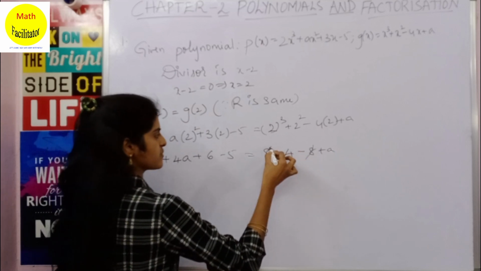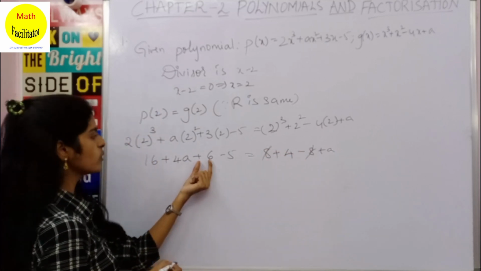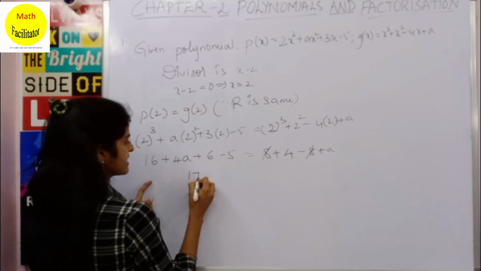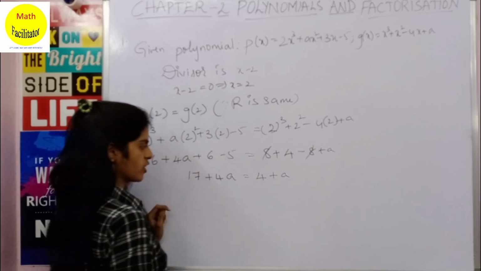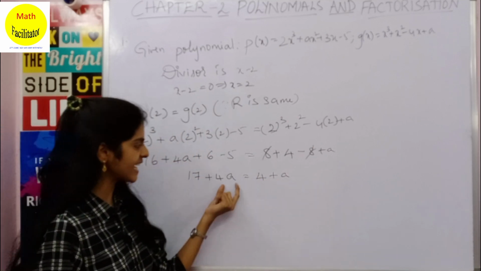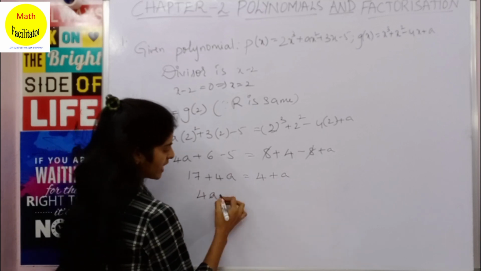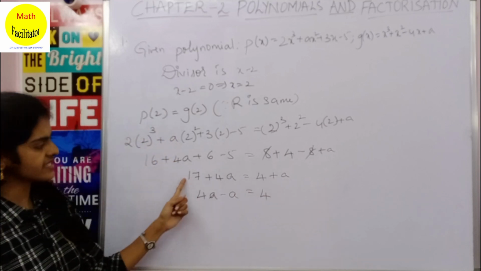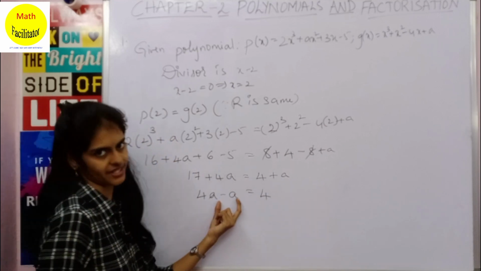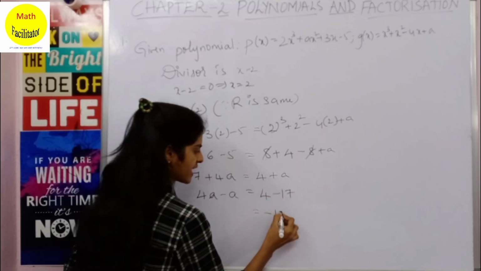So plus 8 minus 8 gets cancelled. So 16 plus 6 is 22, minus 5 is 17. So this is 17 plus 4a equal to 4 plus a. Now let me bring all the a terms to one side. So 4a, this is plus a, coming to LHS it is minus a, equal to 4. Now 17 I will send to the other side because we want the value of a. So this is minus 17, which is nothing but minus 13.